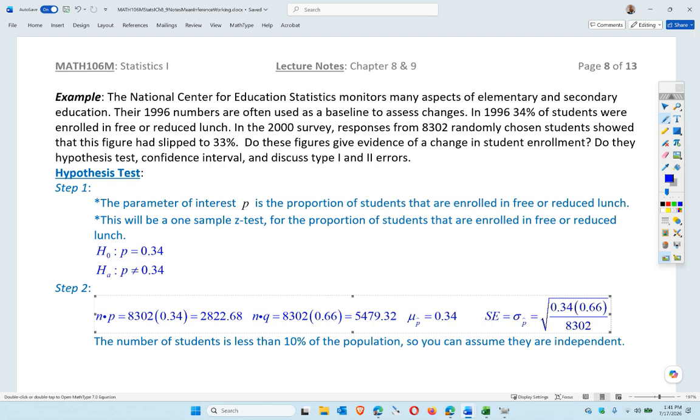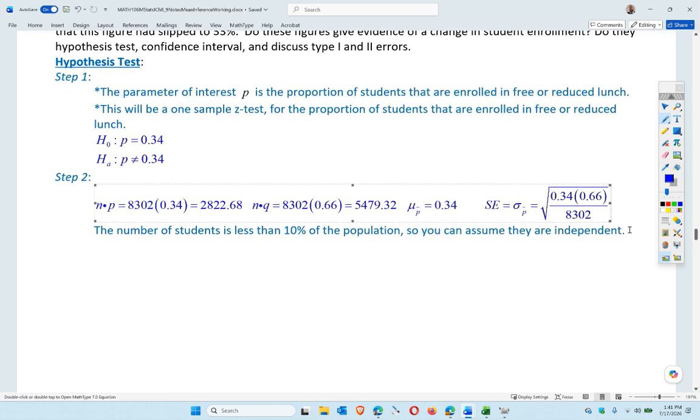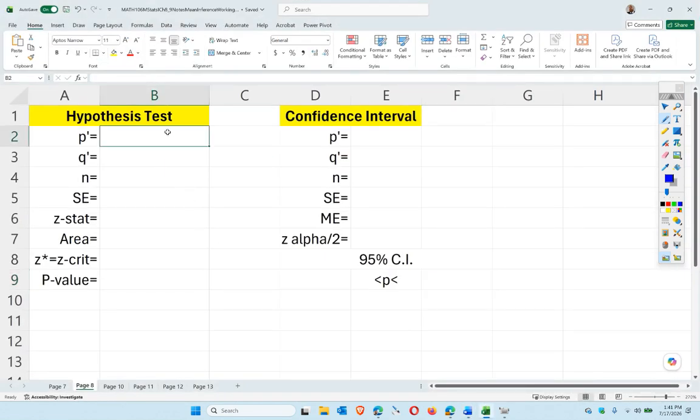Okay, so step 3 would be actually doing it. Let's go to our thing here. In the problem, it just said 33%, so we're going to do that. So that means this is 67, right? So n was 8302.